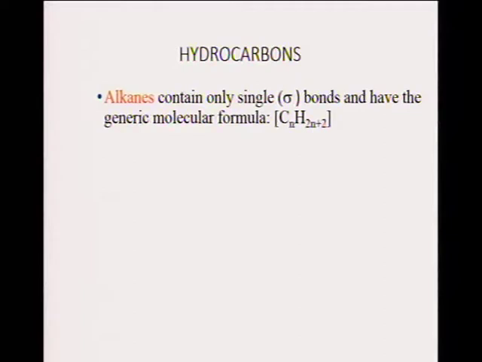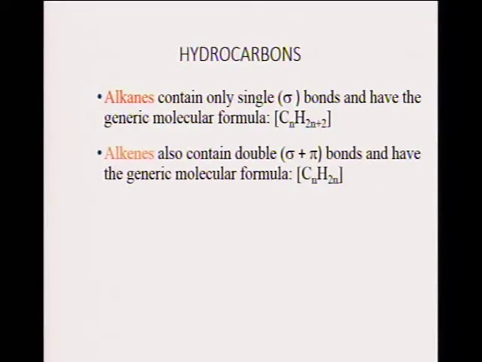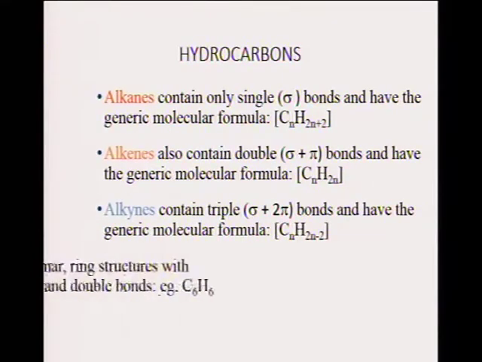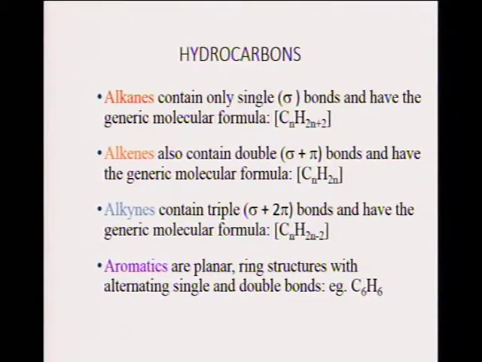Then we have hydrocarbons. We have 4 types of hydrocarbons. We have alkanes, which contain only single bonds and have a generic formula of CnH2n plus 2. Then we have alkenes, which contain a double bond. We have alkynes, which contain a triple bond. And we have aromatics, which are ring structures with alternating single and double bonds.